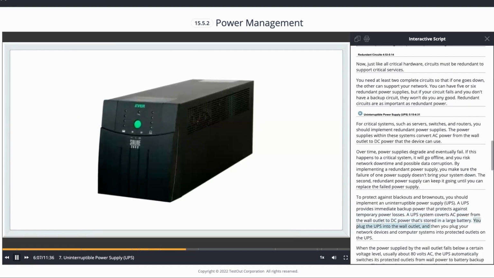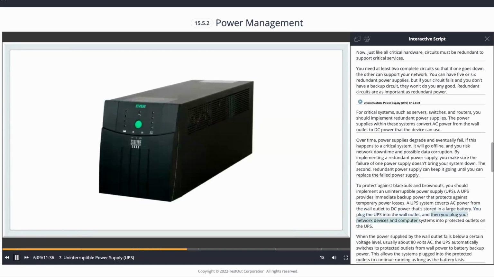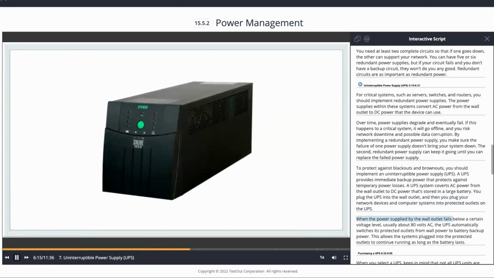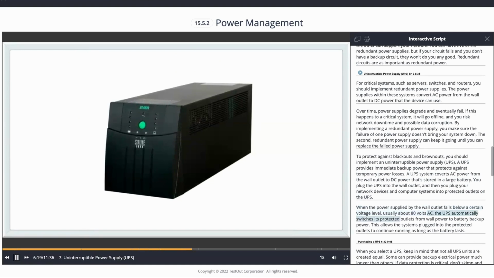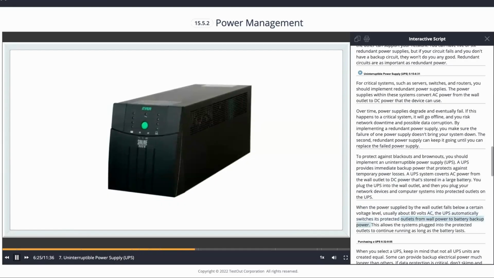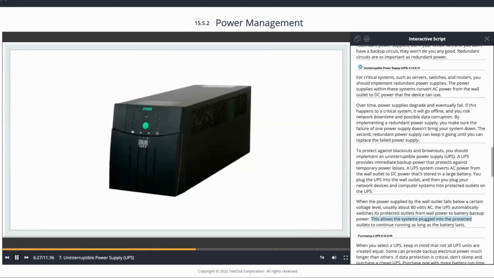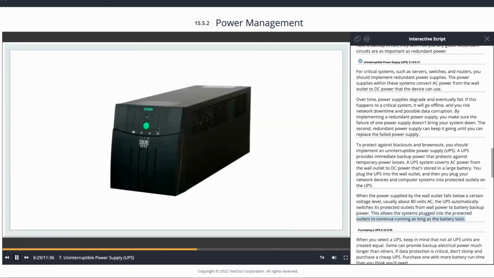You plug the UPS into the wall outlet, and then you plug your network devices and computer systems into protected outlets on the UPS. When the power supplied by the wall outlet falls below a certain voltage level, usually about 80 volts AC, the UPS automatically switches its protected outlets from the wall power to battery backup power. This allows the system plugged into the protected outlets to continue running as long as the battery lasts.